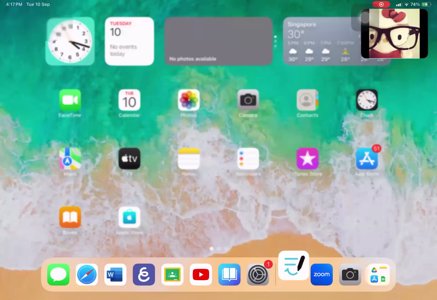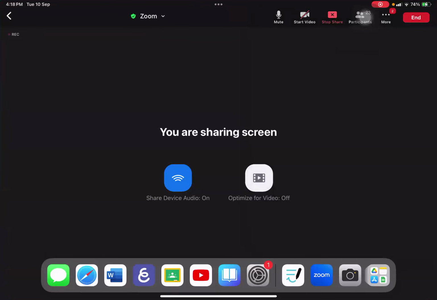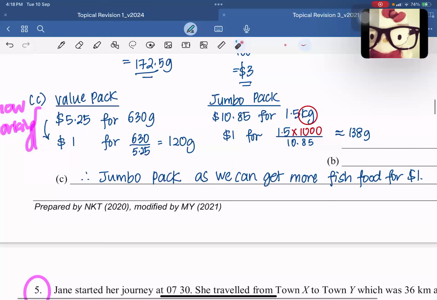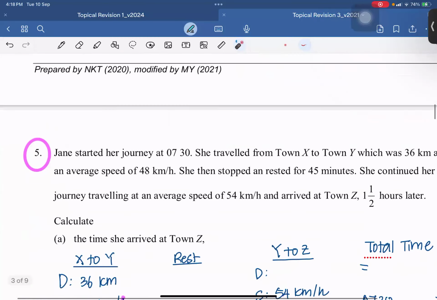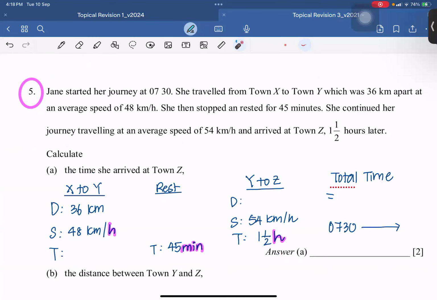Let me just double check. Okay, okay. Oh, no, time's up. This Zoom has now changed to hands up only, right? Okay, this question I'll do a little bit slower.